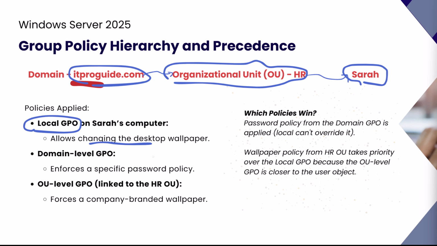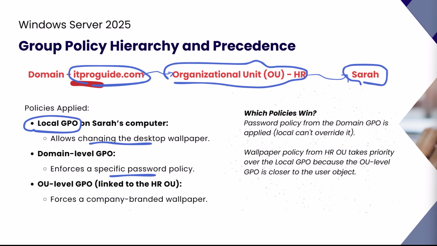That is because in your local GPO, it is allowed to change. Then the domain level GPO enforces a specific password policy, for example, complex password, then also minimum 8 characters. Then the OU level GPO forces a company branded wallpaper. So if you look at the policies, the local GPO is allowing to change the desktop wallpaper, but at the same time, the OU level GPO forces a company branded wallpaper.